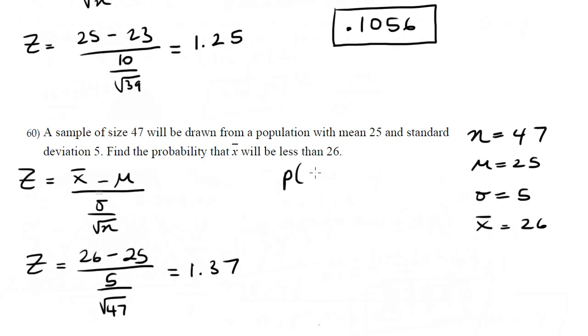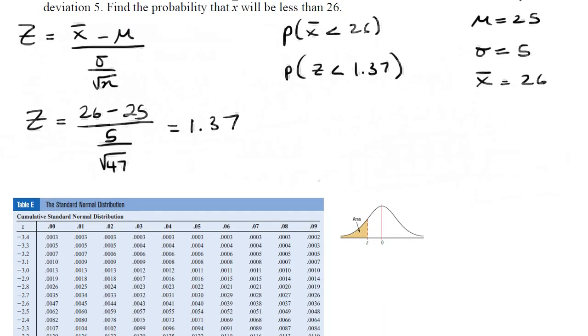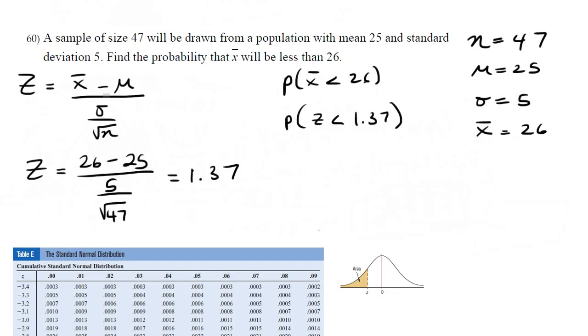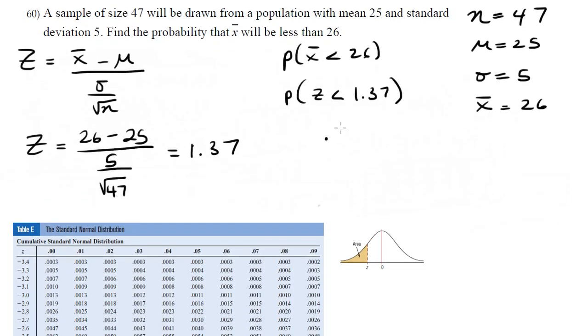So the probability that x bar is less than 26 is the same as the probability that z is less than 1.37. Just looking at the table straight away, 1.37, the table gives us less than 1.37, 0.9147. And we're there, 0.9147. And that, folks, is it.